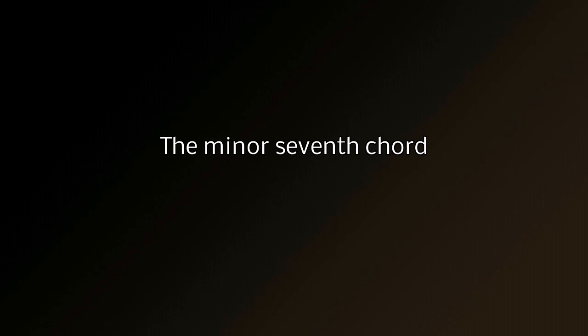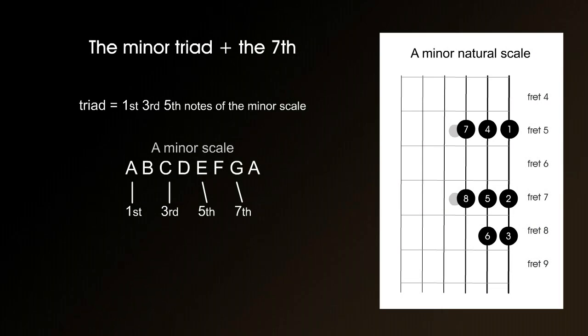The structure of the minor 7th chord. The minor 7th chord is derived from the notes of the minor natural scale. In this case we will use the A minor natural scale. To find the notes of the minor 7th chord we use exactly the same formula as we did for the major 7th chord. That is, the first note of the scale, the third note of the scale, the fifth note of the scale, and the 7th note of the scale. So, the notes in A minor 7 are A, C, E and G.